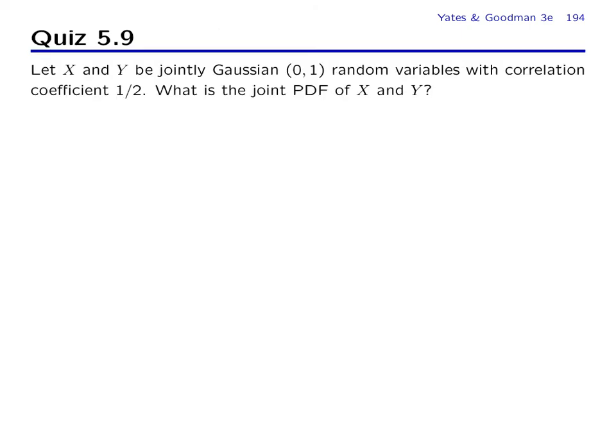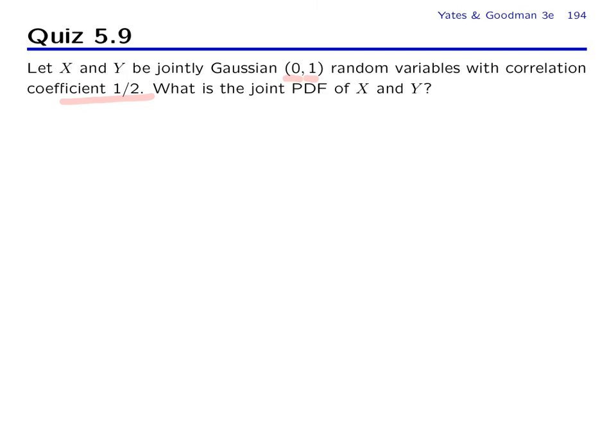So this quiz is slightly more complicated than the previous example of the noisy observation. In the noisy observation, there were two Gaussians, but they were independent. In this case, we have x and y, and they're jointly Gaussian, and they're both mean 0 and variance 1, but in fact they have some correlation coefficient which is non-zero. So we see that in fact we're given all five terms. We know that mu x equals 0, sigma x equals 1, mu y equals 0, sigma y equals 1, and rho is equal to 1/2.